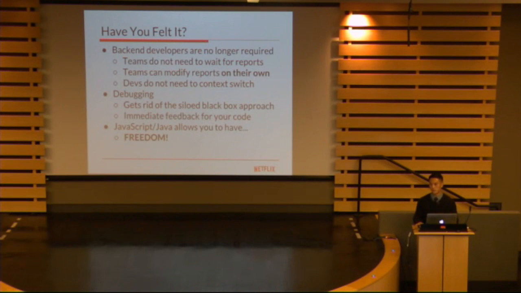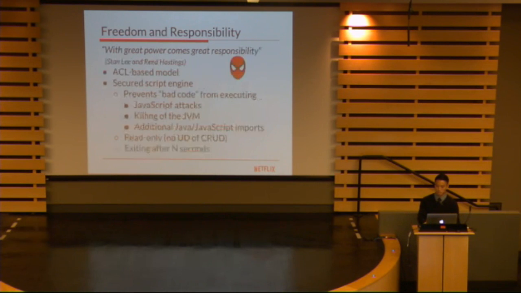And what that enables is getting rid of the black box approach. Usually when you think of a backend server, you hit a REST API and you get JSON back. But you have no idea how that JSON got formed together, and you have really no visibility. So again, you get immediate feedback for your code. And this combination of the JavaScript engine and dynamic Java, as I like to call it, allows you to have full freedom. But with that freedom comes responsibility.